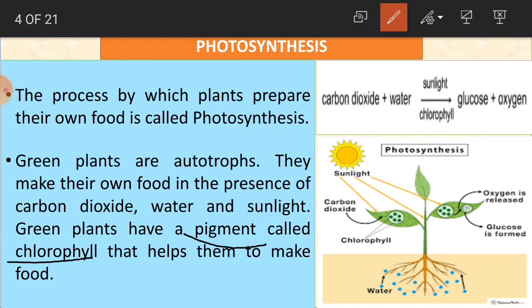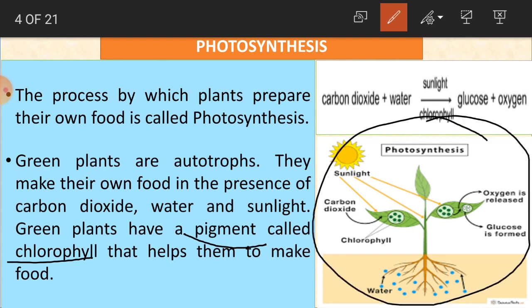So as you see in the diagram, see it is here. The leaf is where the photosynthesis process is going on. It is receiving sunlight, it is receiving carbon dioxide, even water, as roots are absorbing water, and here the chlorophyll is seen on the leaves.